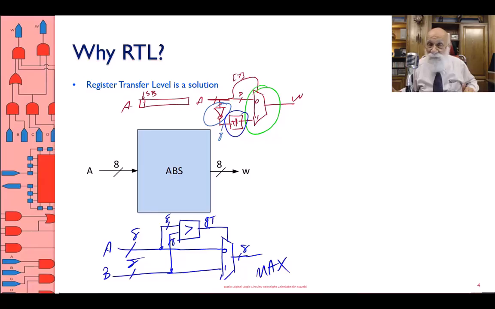Now the question is, what are these components? What are these components that I have? Well, I already showed you two small examples, both of them using a multiplexer. So multiplexer is it. I need the multiplexer. It comes handy in a lot of situations.